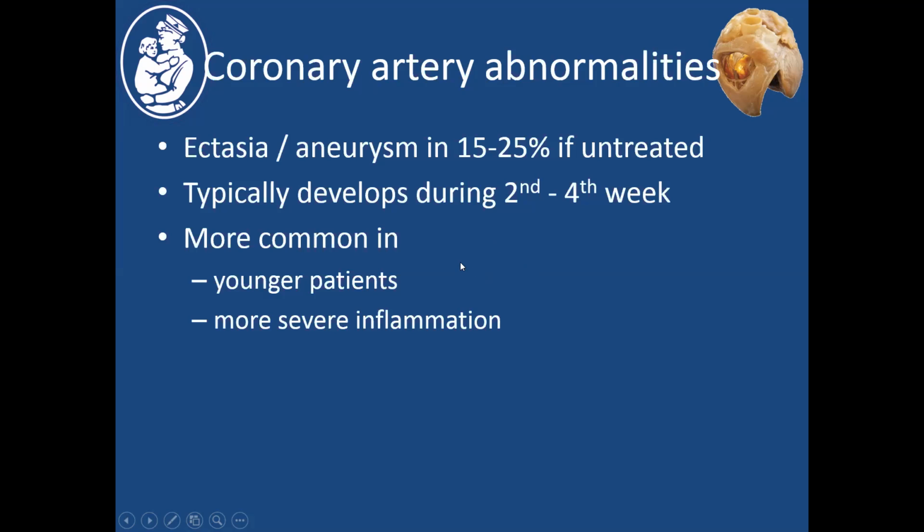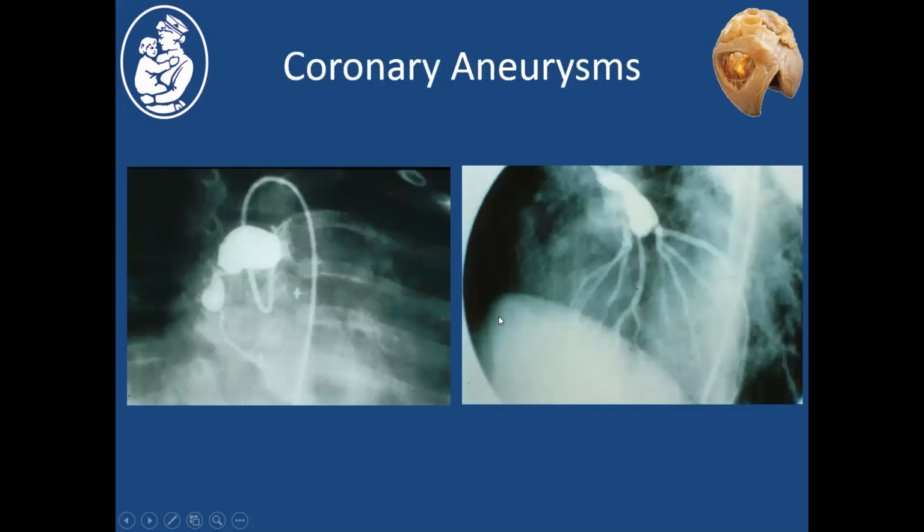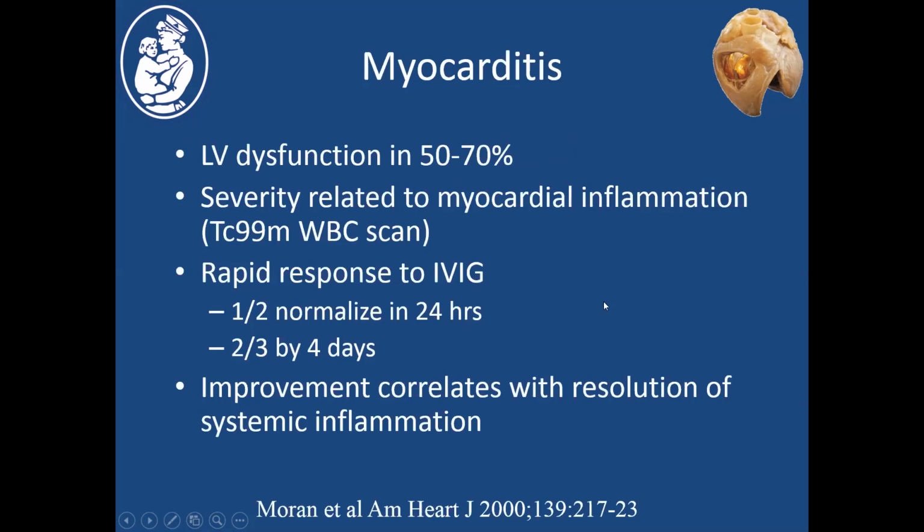Coronary abnormalities are more common in younger patients, and obviously the more severe the inflammation, the worse the response to immune globulin. Here you can see examples of coronary aneurysms by angiography here with more distal, relatively normal vessels, but marked dilatation proximally. We can also see myocarditis in half to 2/3 of patients.